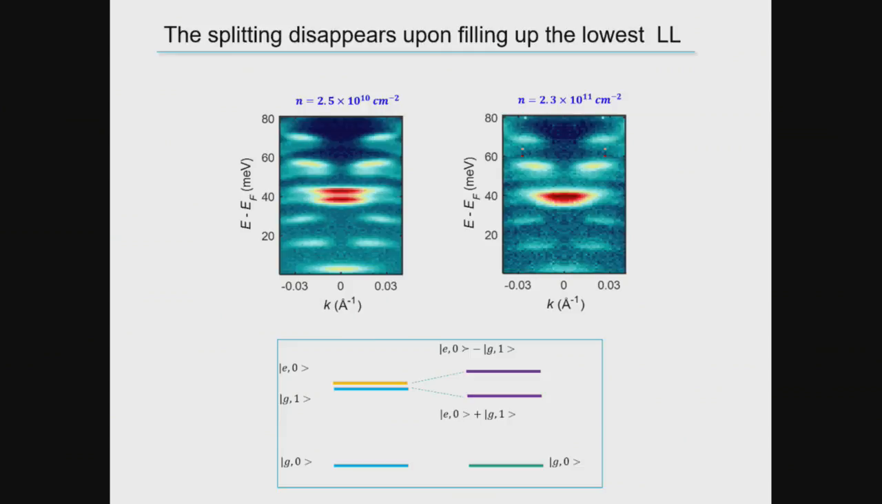So the bottom line is that we identified this effect of the electron-optical photon interactions from the weakly interacting limit, where we observe a kink and broadening of the dispersion, to the strongly interacting limit, where we observe sudden splitting of the energy level at high field. Now I'm going to move on to the last part of the talk, which is the spin-resolved tunneling.